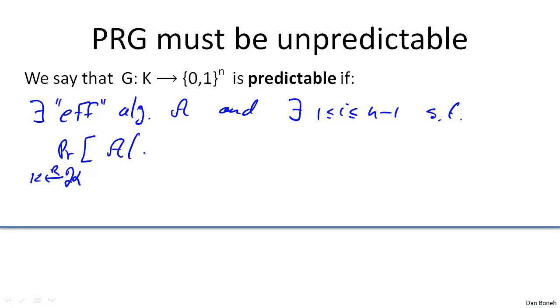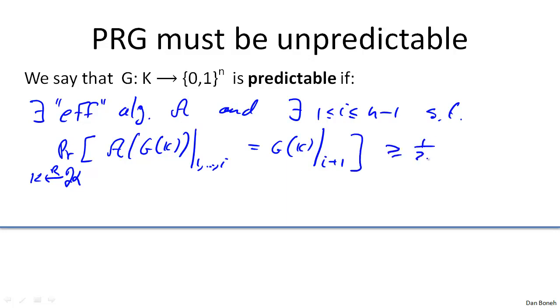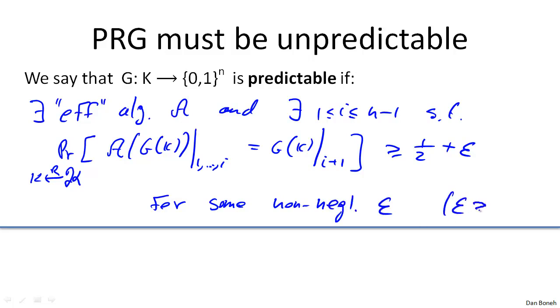Basically, if I give this algorithm the prefix of the output, so I give it the first i bits of the output, the probability that it's able to predict the next bit of the output is greater than half plus epsilon for some non-negligible epsilon. Non-negligible, for example, would be epsilon greater than 1 over 2 to the 30, 1 over a billion, for example, we would consider non-negligible.